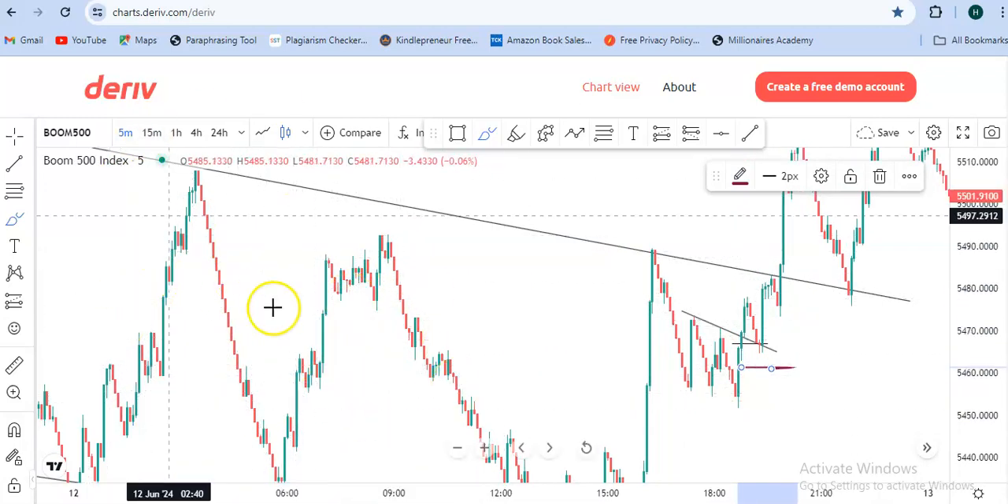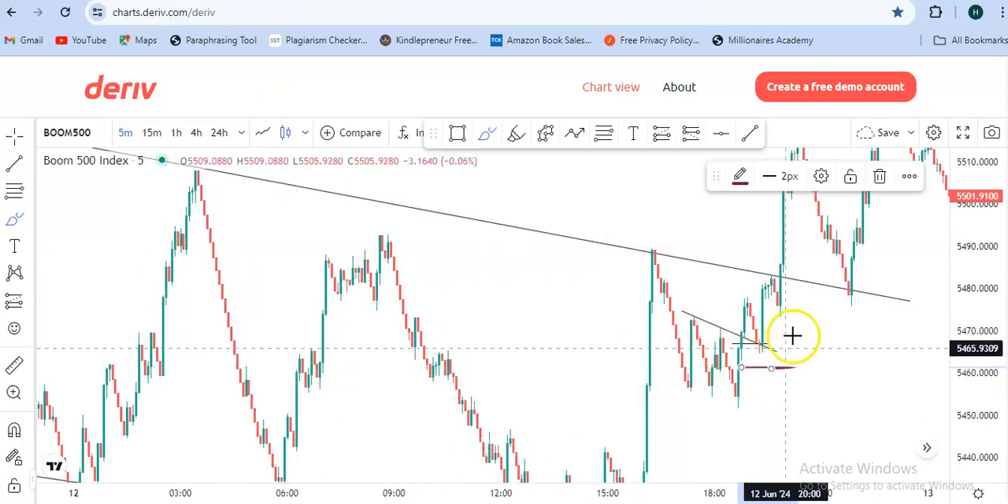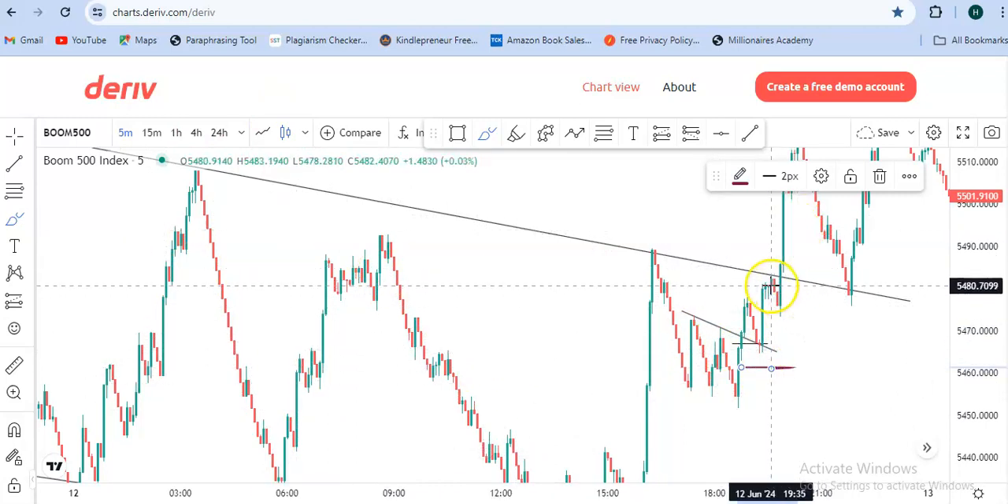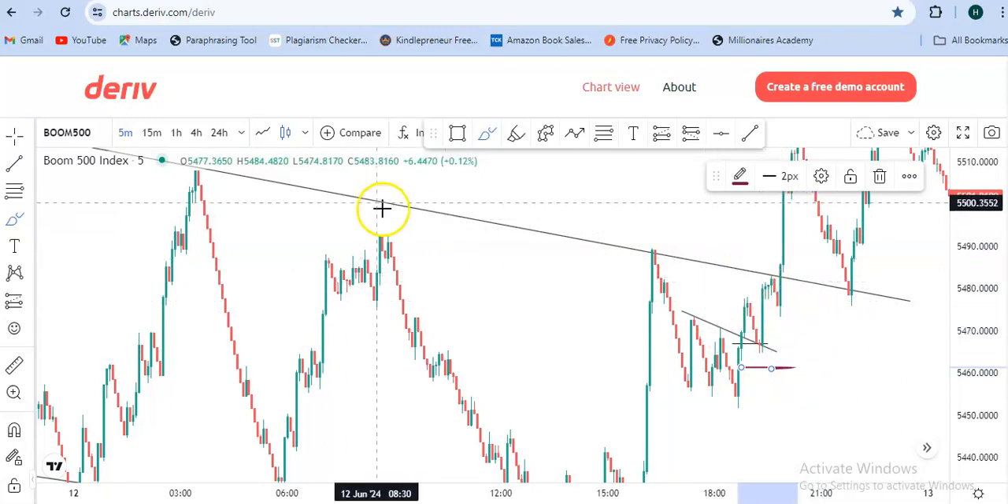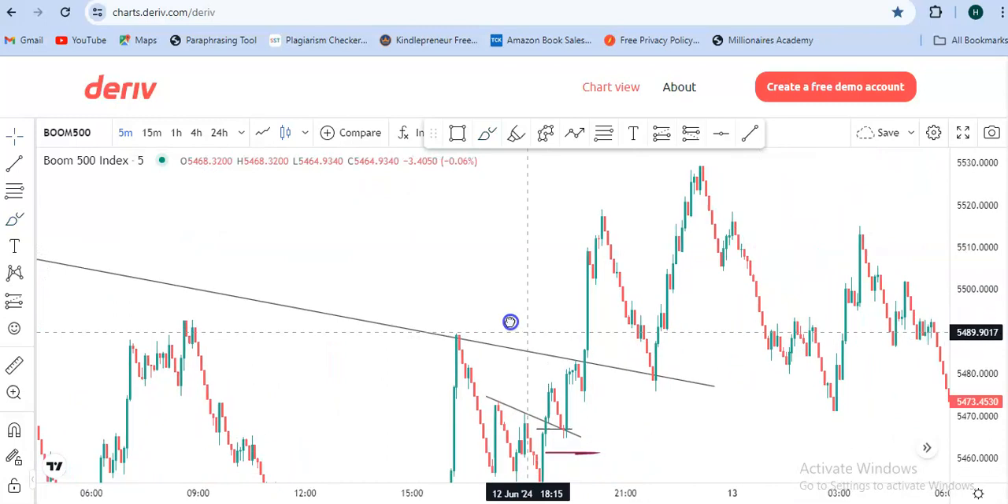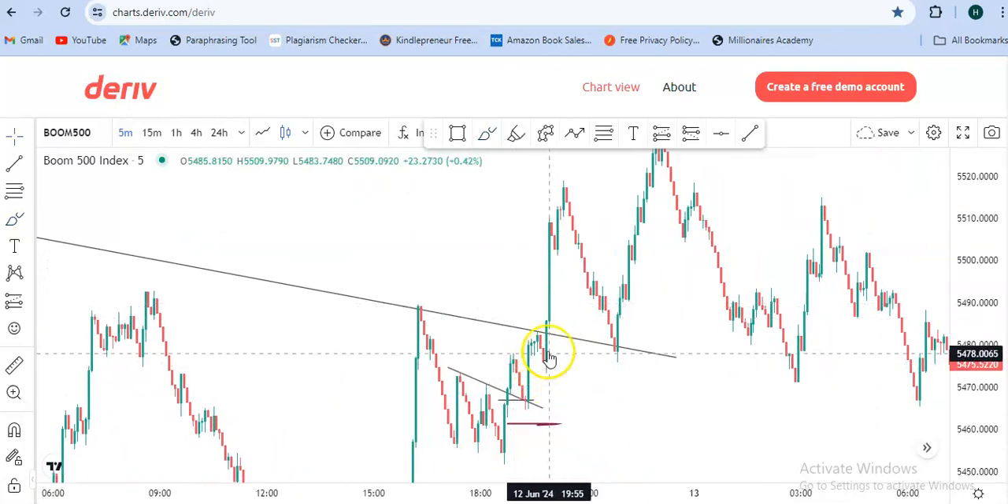The whole of what we have right here was a little pullback, and I knew the market was going to buy again, was going to break above this particular trend line. And you can see the market broke above this particular trend line, and I made over $100 with this particular trade, guys.